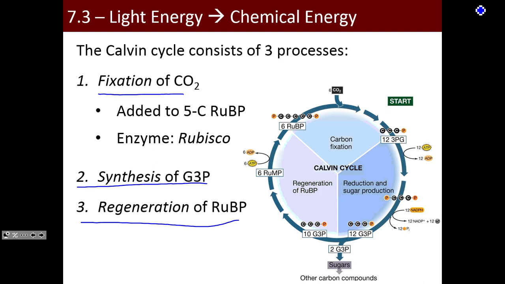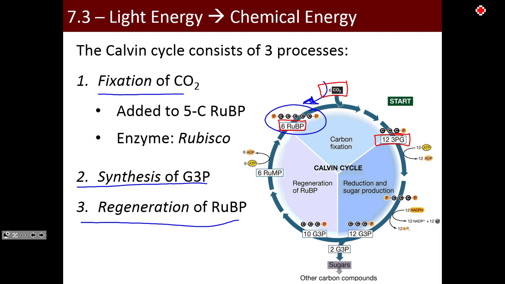Okay. So fixation of carbon dioxide begins with adding those carbons from carbon dioxide to a 5-carbon molecule known as RuBP. So RuBP is here left over from the previous Calvin cycle, and we are going to add carbon dioxide to it. And you'll notice in this diagram that we have 6 RuBPs, and we are going to add 6 carbon dioxides to get a total of 12 3PGs. Okay, so we need a lot of molecules for this reaction to happen.